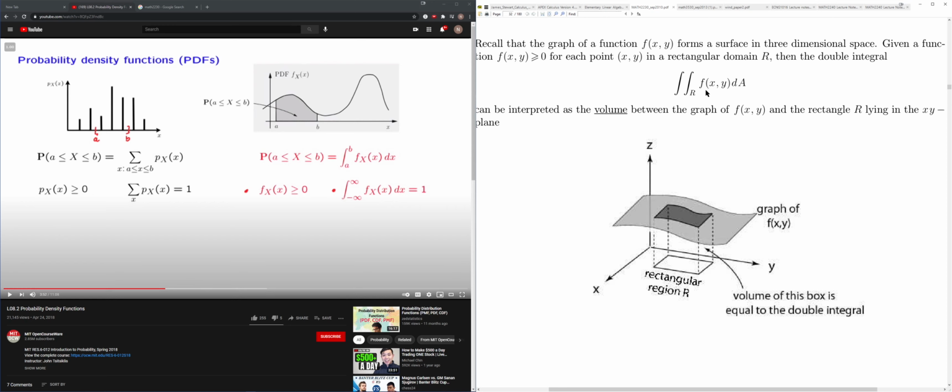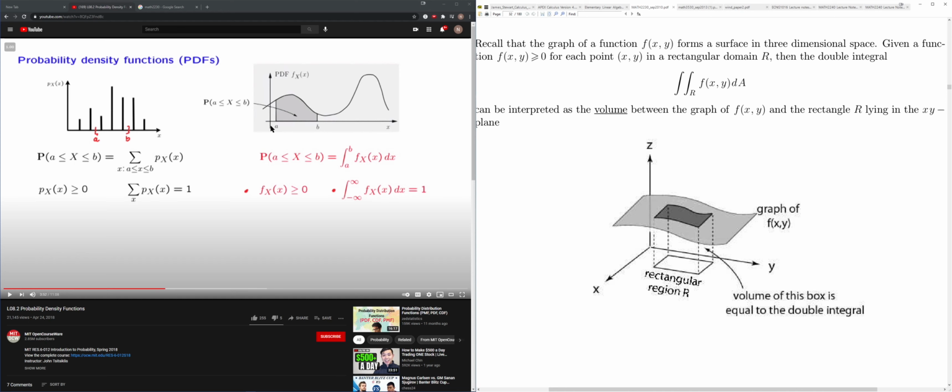Your joint PDF is going to be a function of x and y. Down here you have your xy plane, similar to what happened in the discrete case. Your random variable x can take different values of x, and random variable y can take different values of y, and you're looking at pairs down here in the xy plane. In this case, the graph of the joint probability density function is going to be a surface in three-dimensional space.